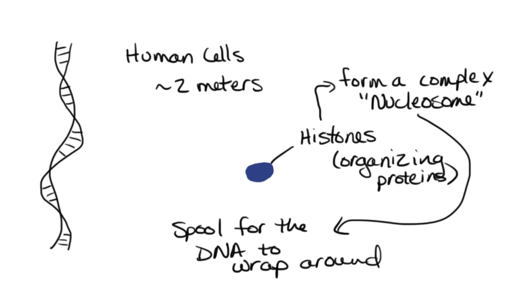Okay, so we're going to start off with a double helix of DNA. We will have a bunch of histone proteins that actually come together to form this spool, which we're going to call a nucleosome.